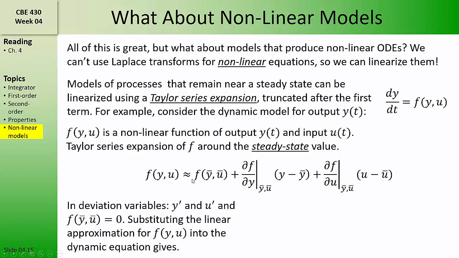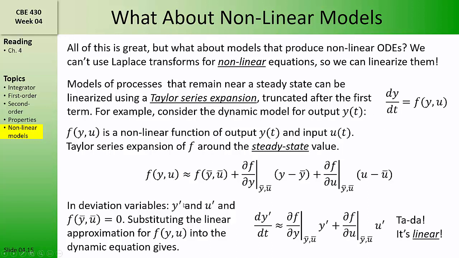If we substitute this linear approximation for f of y and u into the dynamic equation, and then we also identify the perturbation variables y prime and u prime, then we obtain a linear approximation for our nonlinear model. This is a linear approximation because it's a linear combination of y prime and u prime. Note that these partial derivatives are evaluated at the steady state, so both of these partial derivatives are just constant terms. They are not functions of y or u or any of the independent variables like time.